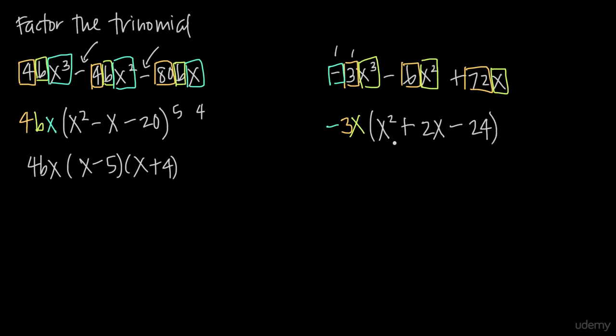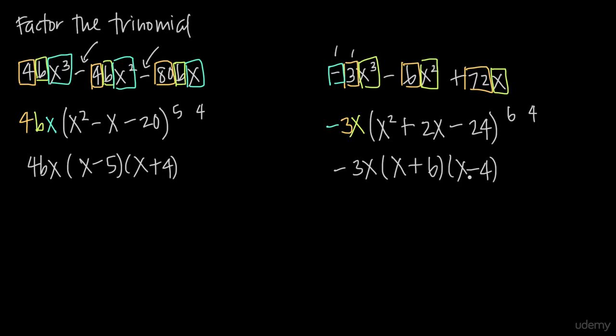So now, can we factor x squared plus 2x minus 24? And in fact, we can. We need to look for factors of 24 that are 2 apart from one another, since this middle term here is 2. And those would be the factors 6 and 4. So what we'll end up with then is negative 3x times, because this is positive, our larger factor is going to need to be positive, so we'll get a positive 6 and a negative 4. So we'll get x plus 6 and x minus 4.